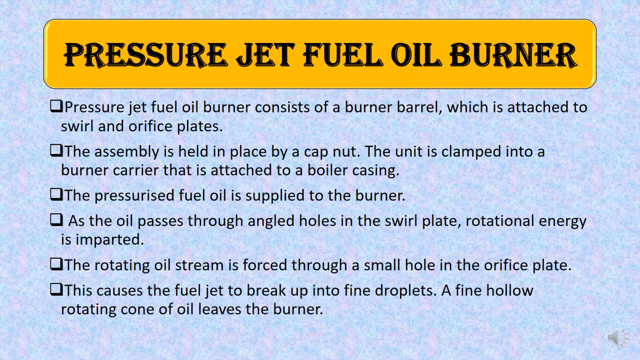Here is the description of the pressure jet fuel oil burner. As you can see, the pressure jet fuel oil burner basically consists of a burner barrel which is attached to the swirl plate and orifice plates. These are the two plates attached to it, and this complete assembly is held in place by the cap nut. The cap nut is required because whenever we do the maintenance of it, we are going to remove it. So this cap nut is keeping them in place.